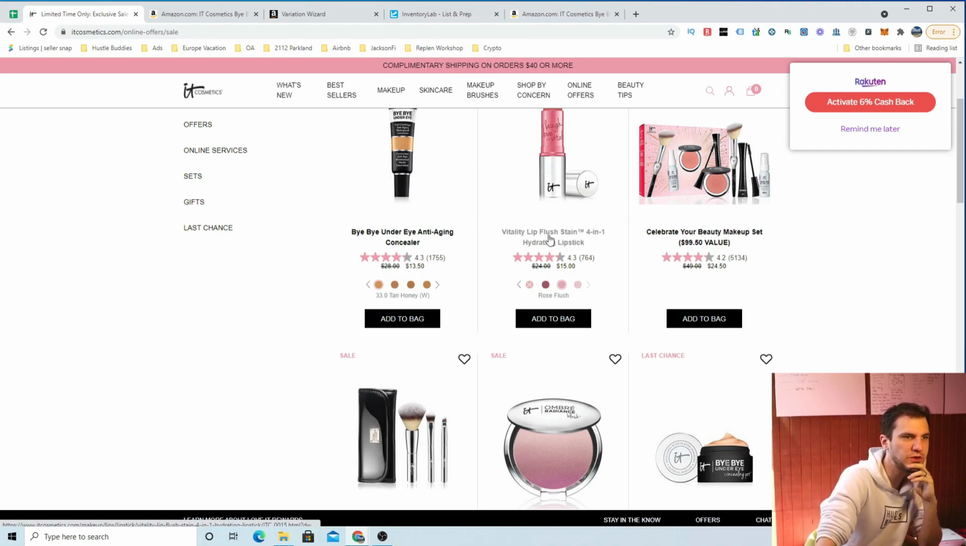Okay, so we've got some lipstick, a huge beauty makeup set. That could be really good.